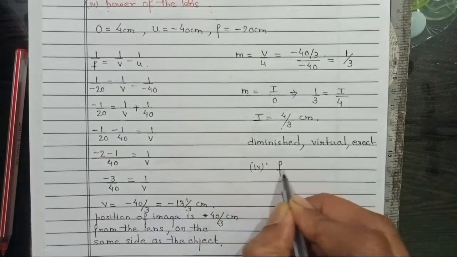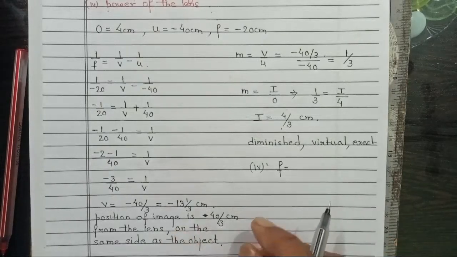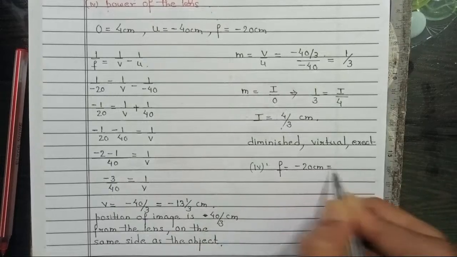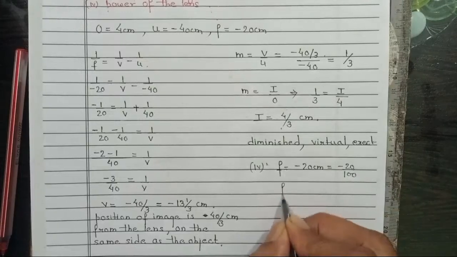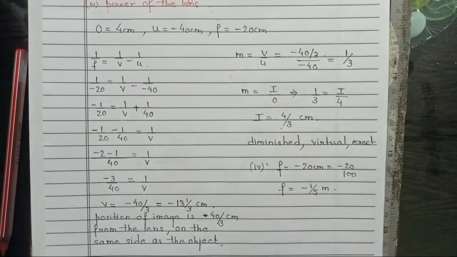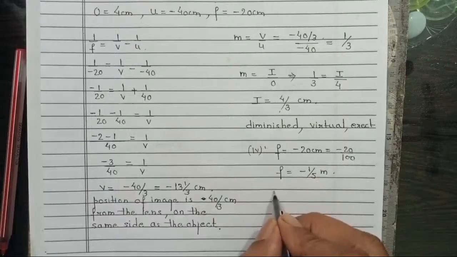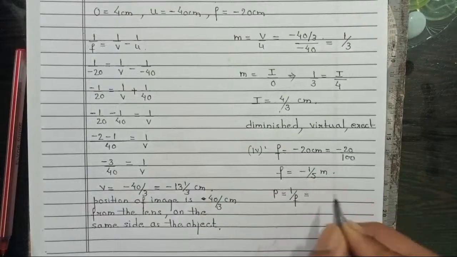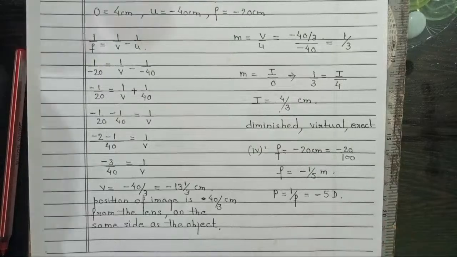first you will convert the focal length into meter. So focal length here is minus 20 centimeter. So we will convert it into meter. So minus 20 by 100. So focal length we are getting as minus 1 upon 5 in meter. Now after getting the focal length, you will take reciprocal of it. So power is reciprocal of focal length. So power will be minus 5 and the unit will be diopters.